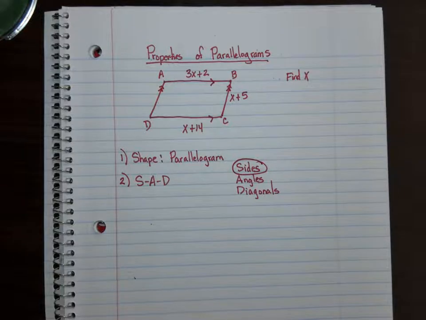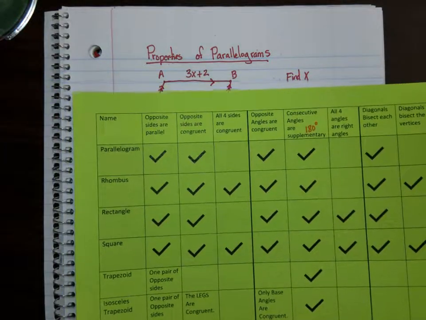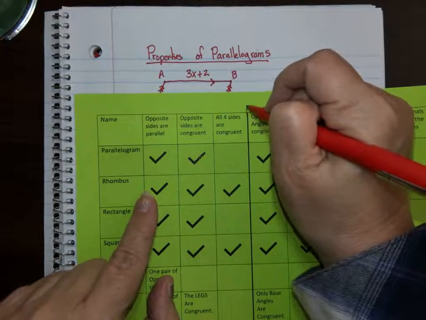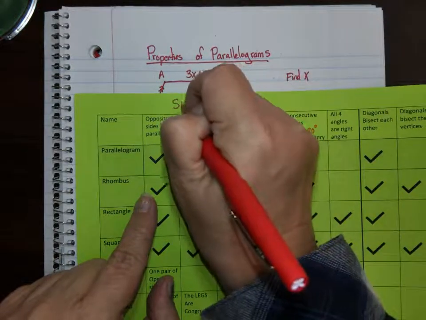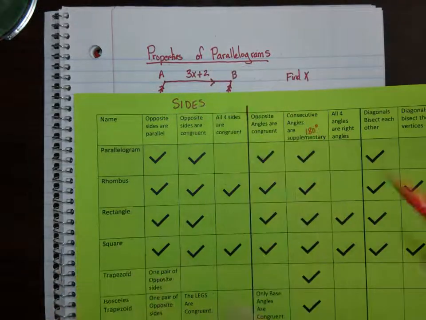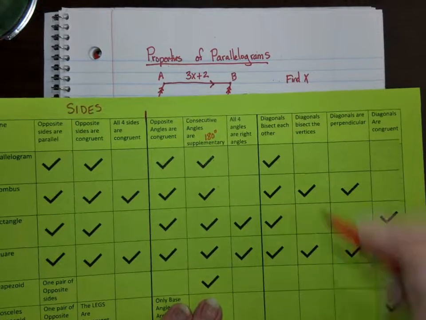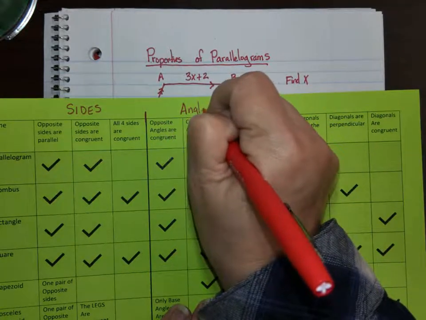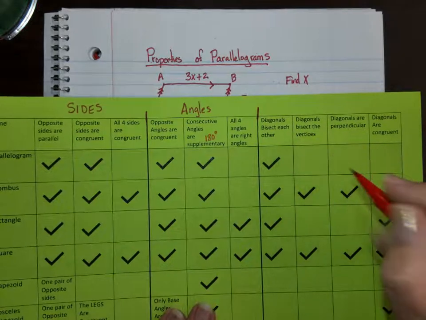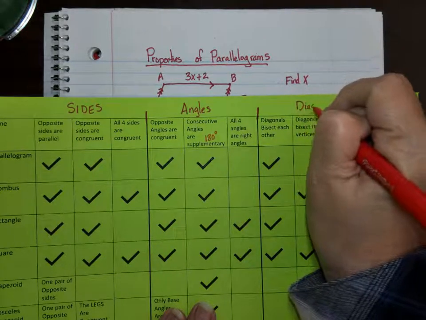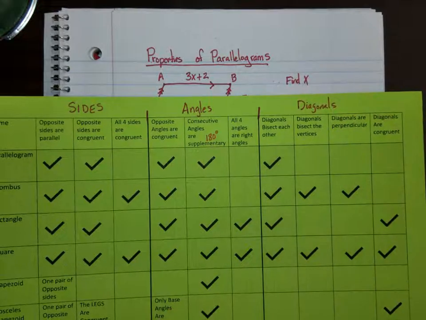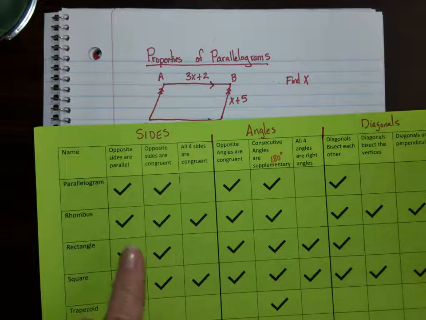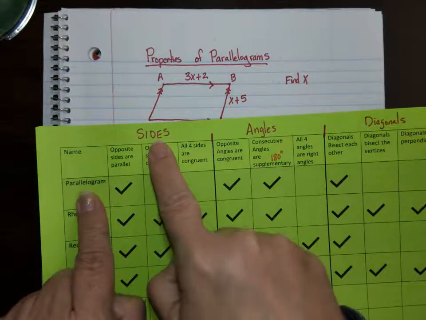So on our chart, if you'll note here, and this is your chart to keep so you can write on it, this black line here, everything here is about sides. Everything in between these two black lines is about angles. And then everything past this black line is about diagonals. So it kind of helps you know where to look. So this is about sides, right? So we're on sides and we're on parallelograms.